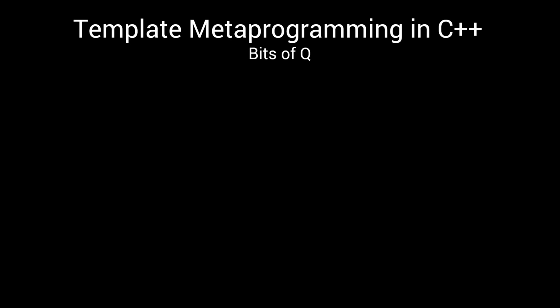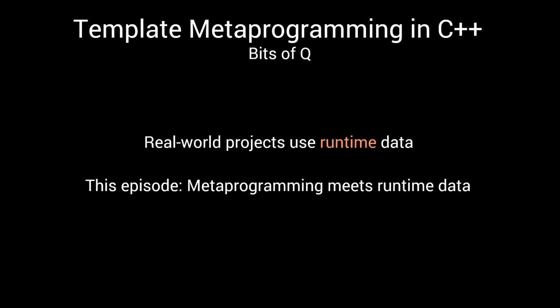Hello, and welcome to what is already the 7th episode of this Bits of Q series on template metaprogramming in C++. And after all these episodes, it is time for us to face the facts. Almost all real-world projects use runtime data. As such, in this episode, we will start looking at how we can use our metaprogramming techniques to, at compile time, figure out how to manipulate data that exists at runtime.